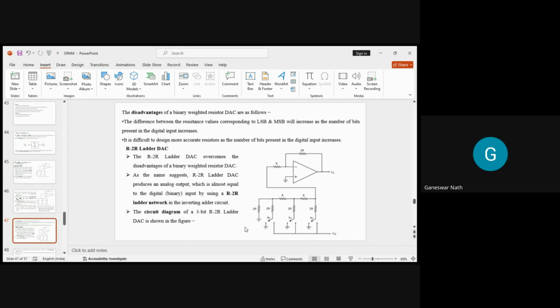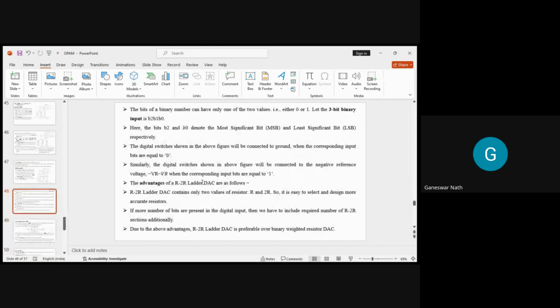The circuit diagram of a 3-bit R-2R ladder DAC is shown in the diagram. You can see B2, B1, B0, and the other end is grounded here. The bits of the binary number can have only one of two values, either 0 or 1, and the 3-bit input is B2, B1, and B0. B2 denotes the most significant bit and B0 the least significant bit.